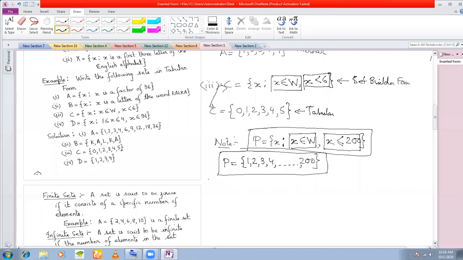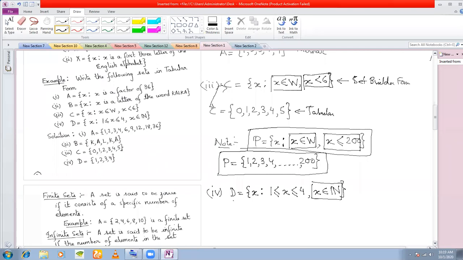Let us look at the next question, number D, number 4. The set D here is expressed in set builder form, which you have to convert to tabular form. X such that 1 less than or equal to X less than or equal to 4, and X belongs to N. What is N? N is an infinite set, the set of natural numbers. And X belongs to N means that X is a natural number.